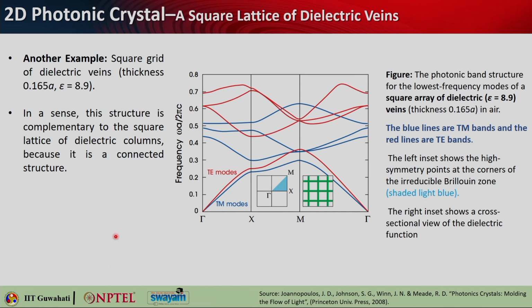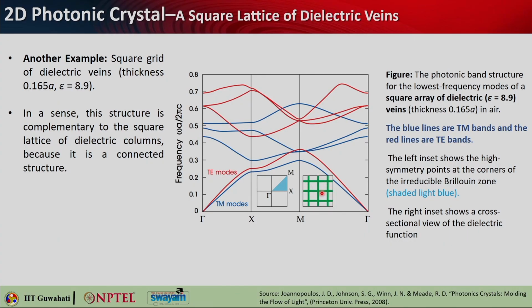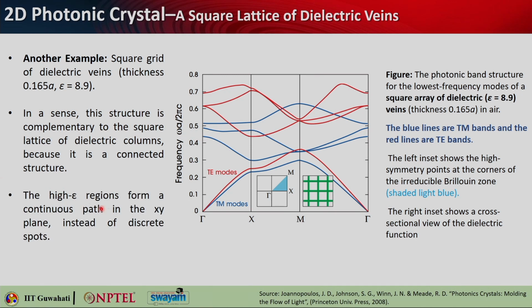This structure is basically complementary to the square lattice of dielectric columns, because this is a connected structure. In the previous case it was a disconnected structure; all the dielectric rods were disconnected. Here all the dielectric material is connected. So, this is a complementary structure. Here the high permittivity regions form a continuous path in the xy plane instead of discrete spots. The reverse happened in the previous structure.